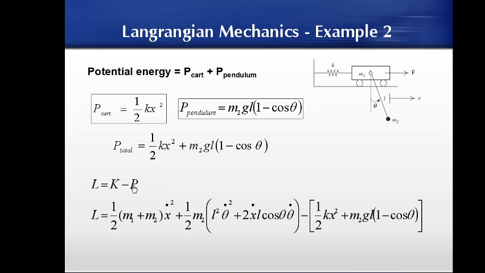So the Lagrangian is given by L is equal to K minus P. Substituting the expression for K and substituting the expression for P, I got these two expressions. So this is a basic equation which we will be using in order to find the dynamic equations.